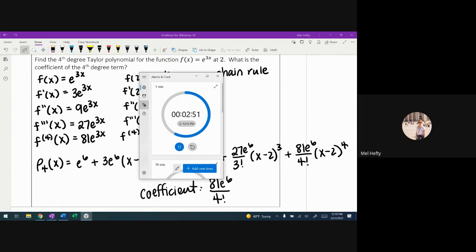Just make sure your terms are matching. You should have whatever factorial, whatever derivative, whatever power, all of those match numerical value.